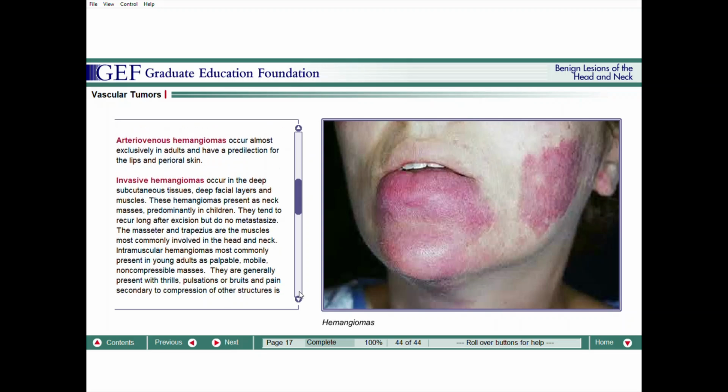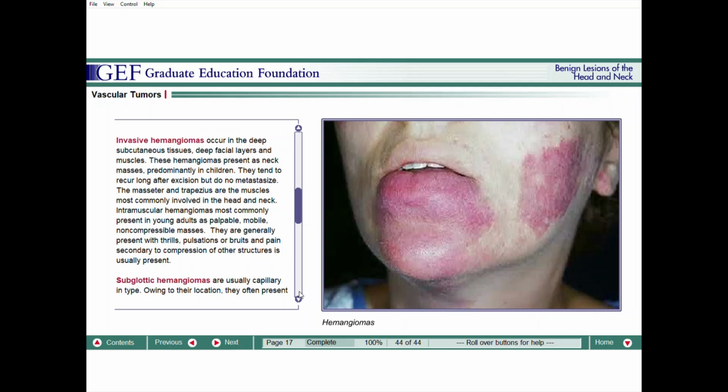Arteriovenous hemangiomas occur almost exclusively in adults and have a predilection for the lips and perioral skin. Invasive hemangiomas occur in the deep subcutaneous tissues, deep facial layers, and muscles. These hemangiomas present as neck masses, predominantly in children. They tend to recur long after excision, but do not metastasize. The masseter and trapezius are the muscles most commonly involved in the head and neck.